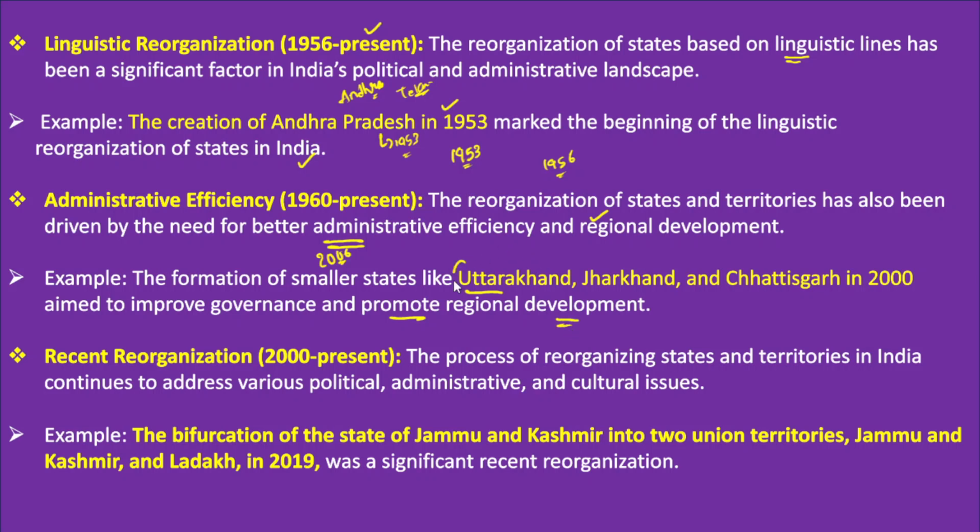Okay, so however, even though these states were formed, they're still lagging behind in terms of infrastructure development, human development, and efficient governance and administrative systems. So recently, there was also a reorganization of states. For example, the erstwhile Jammu and Kashmir state was separated into the union territories of Jammu and Kashmir and Ladakh by the Jammu and Kashmir Reorganization Act 2019. So this is also very significant in recent reorganization.